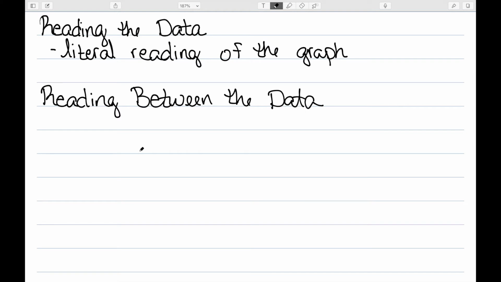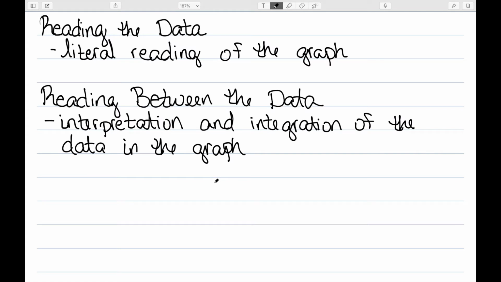The second level is reading between the data. This level of comprehension includes the interpretation and integration of the graph and the data. It requires the ability to compare quantities, so for instance, greater than, tallest, smallest, as well as use other mathematical concepts and skills like addition, subtraction, multiplication, and division that allows the reader to combine and integrate data and identify the mathematical relationships expressed in the graph.